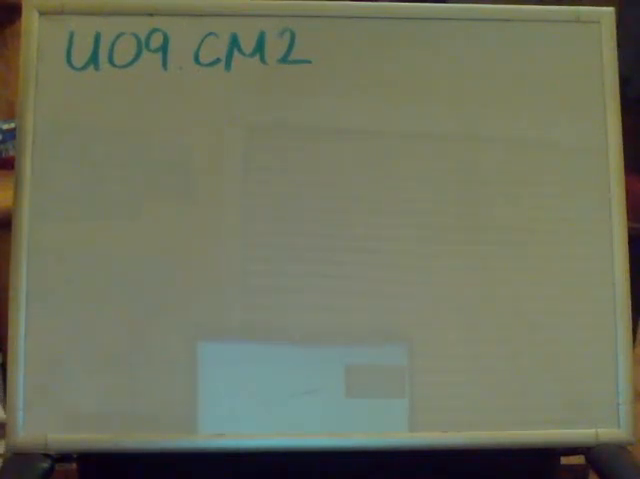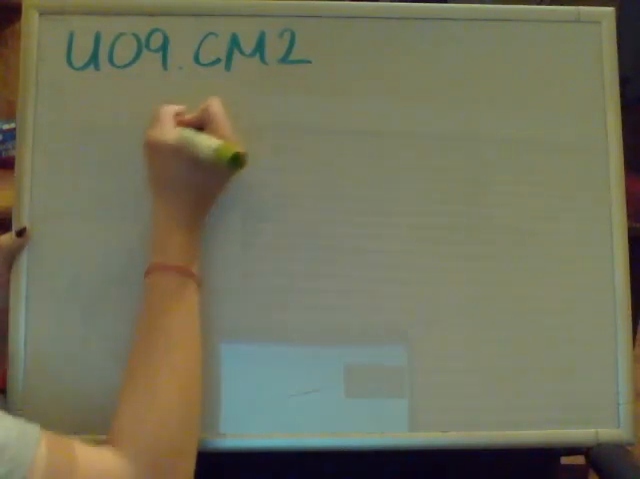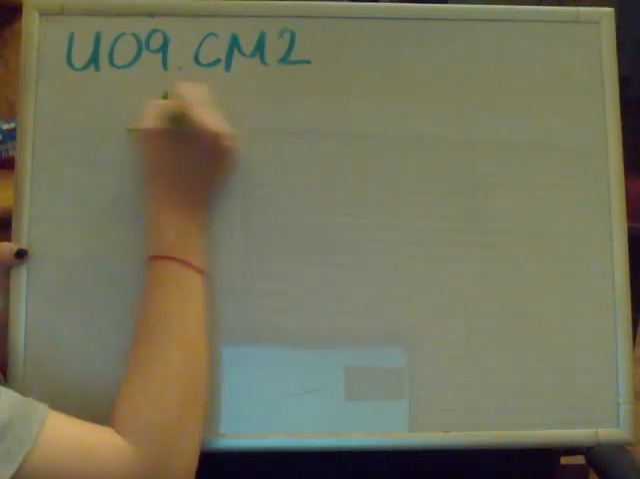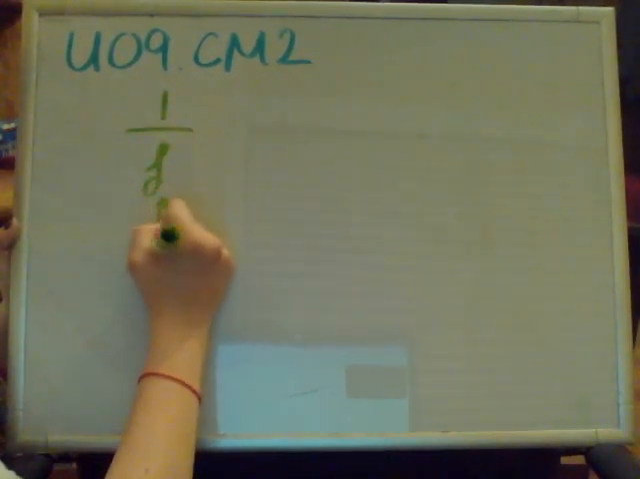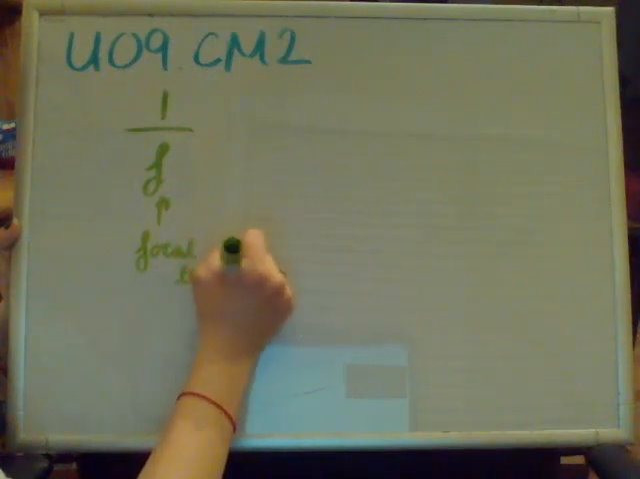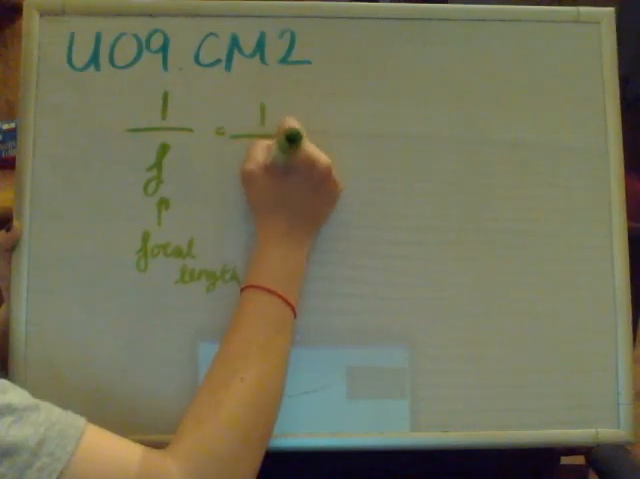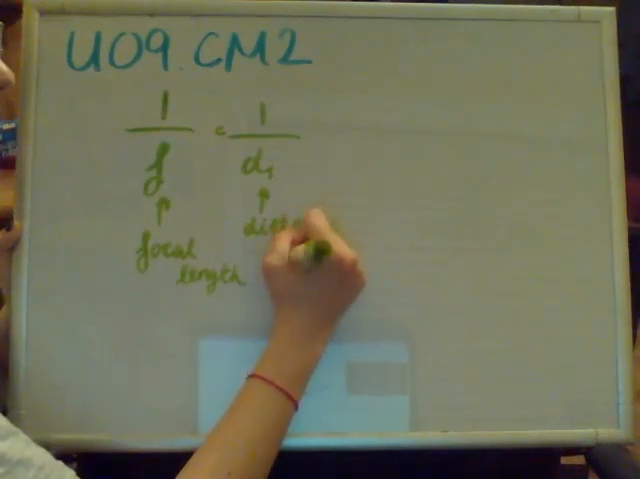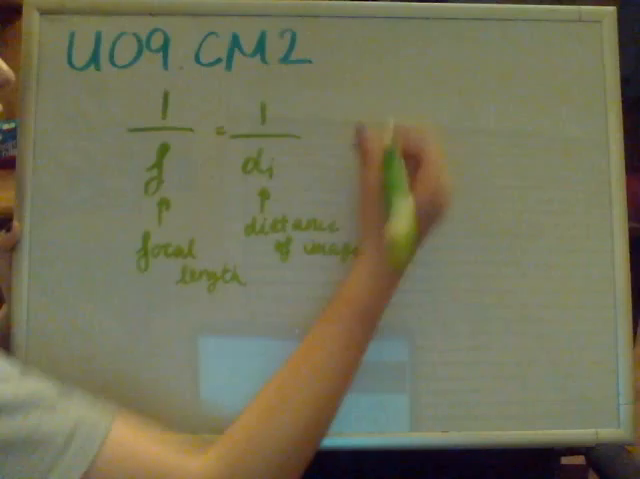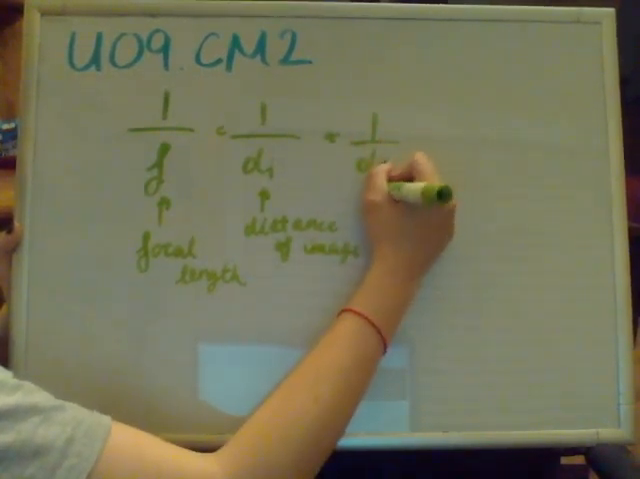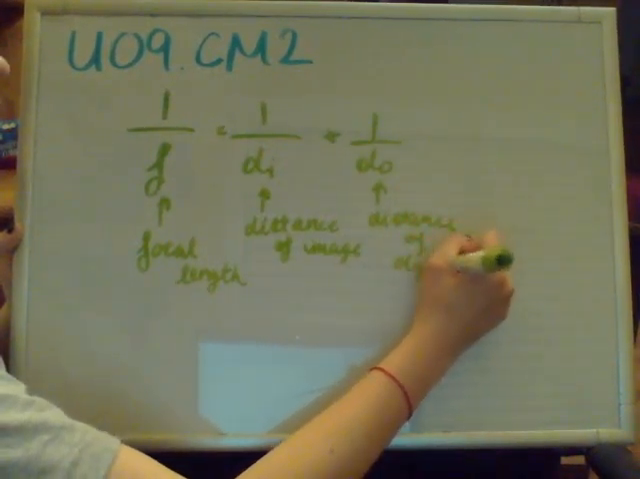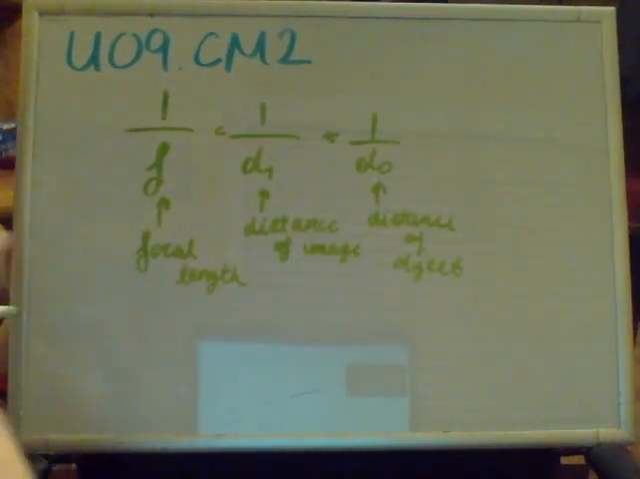So today we're going to be talking about concave and convex mirrors. The formula used to measure the distance of the image, the distance of the object, or the focal length is 1 over f, which is your focal length, equals 1 over di, which is the distance of the image, plus 1 over do, which is the distance of the object. So that's your basic formula for mirrors.